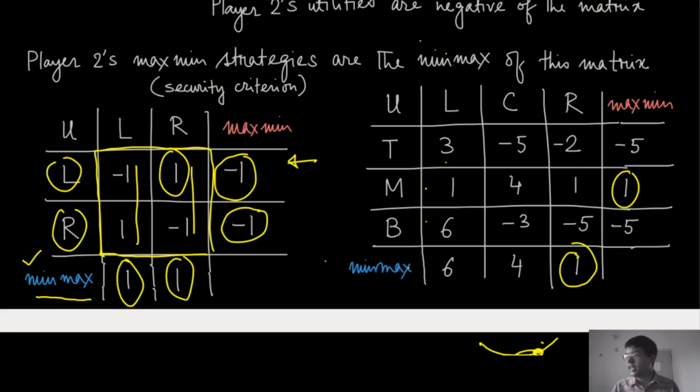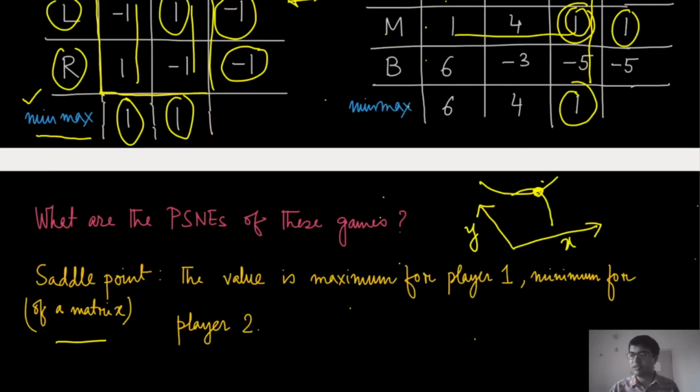While in the second game, if you look at this point, it is a column maxima, but it is also a row minima. So the saddle point in this matrix happens to be this point, m comma r. And now you can notice that the penalty shootout game does not have a pure strategy Nash equilibrium, while for this game, the point m comma r is indeed a pure strategy Nash equilibrium.